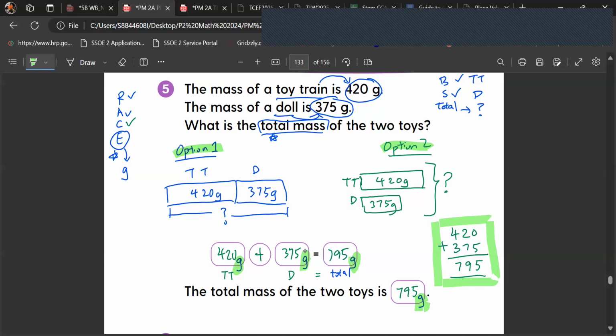Lohit, are you done drawing the model? Which one do you choose? Option one. Okay. Okay, let's move on to the next question now.